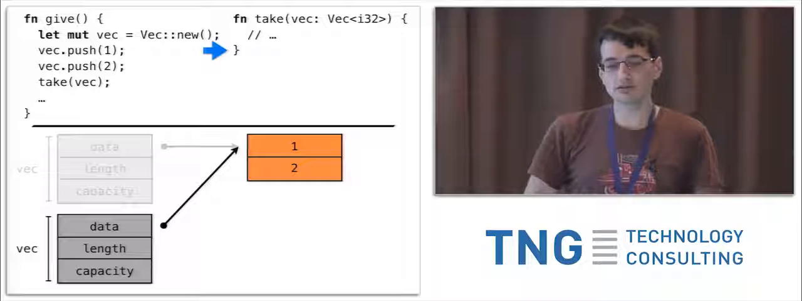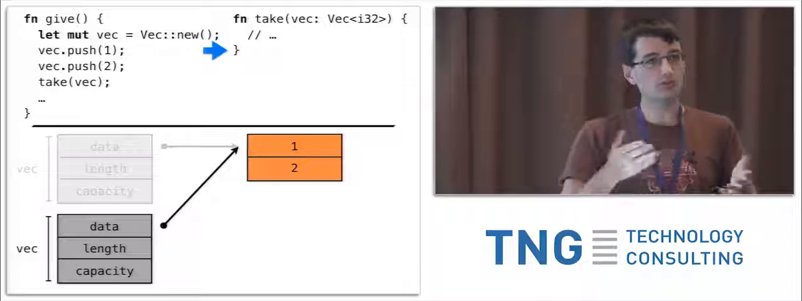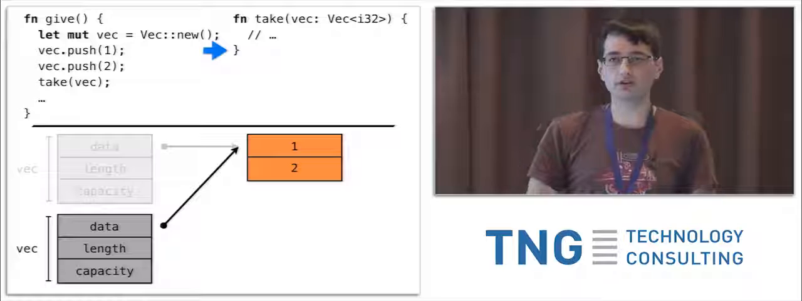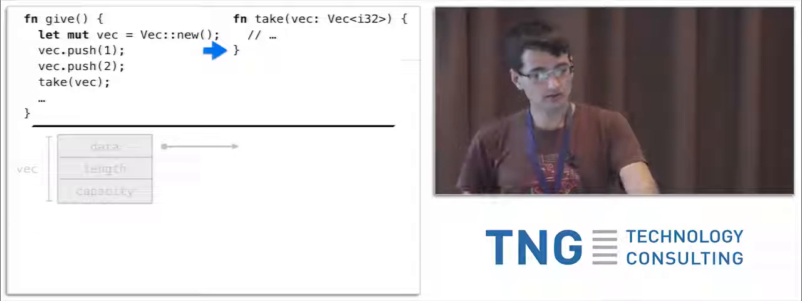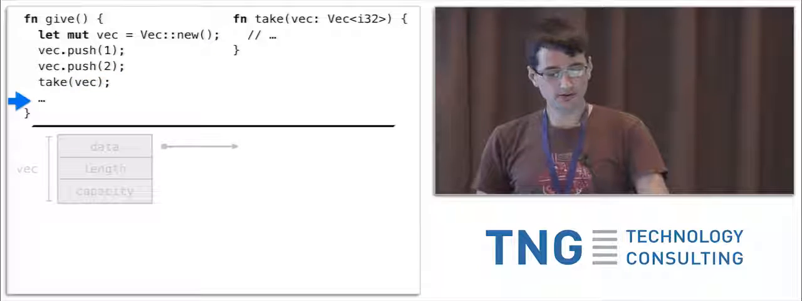And by the time it gets to the end, we know from ownership that this is the only place where you can actually access the vector. So it's time to deallocate, free the resources, make it all go away. And then we can come back to the function give and run along our merry way.